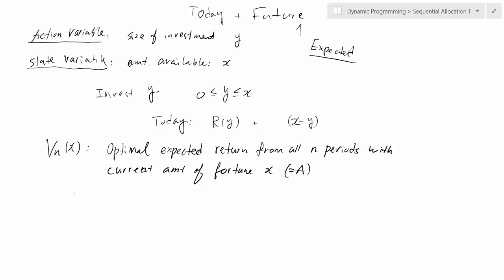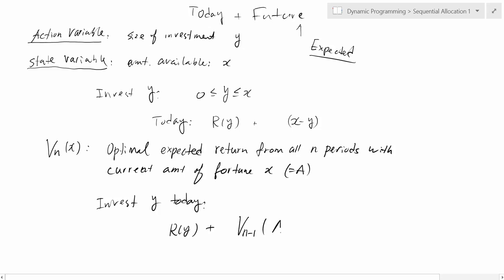So now what do we do? We can say if we invest Y today, then we have the total return R(y) for today, and plus the maximum future, that's going to be V n minus 1, because now we have only n minus 1 periods left. And because we have invested y, and any return on this y is not available for reinvestment, so what we have now left is capital A minus y. That's how much we have left.